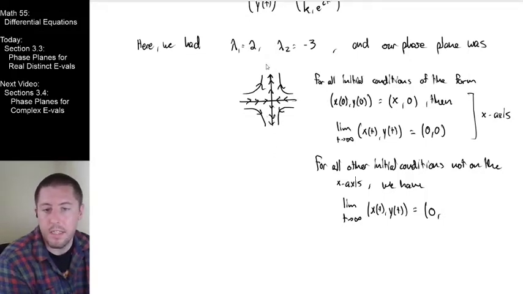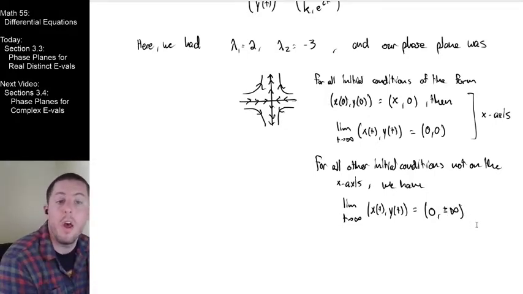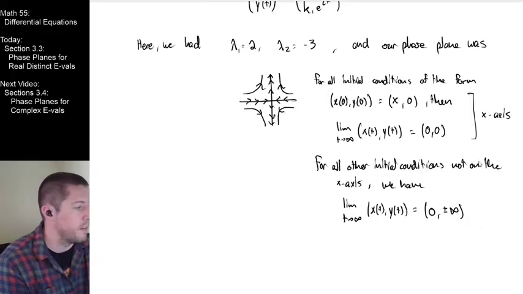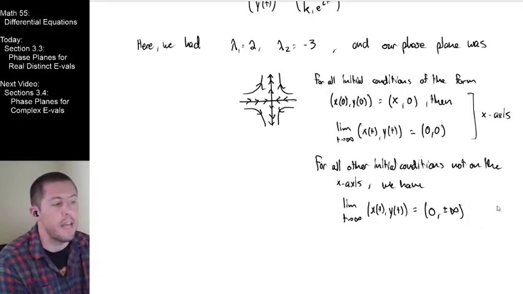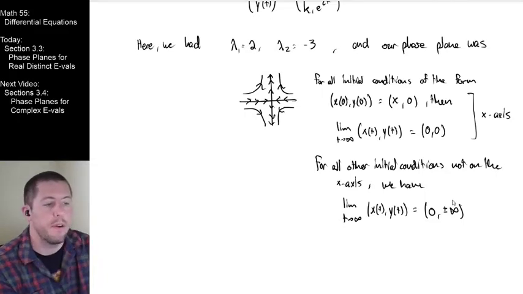All the ones above are going to tend towards positive infinity right here. So I think I can say here at least a pretty generic statement that we're heading off to plus or minus infinity. This is all other non-x-axis values right here. This is a good long-term description of their behavior.